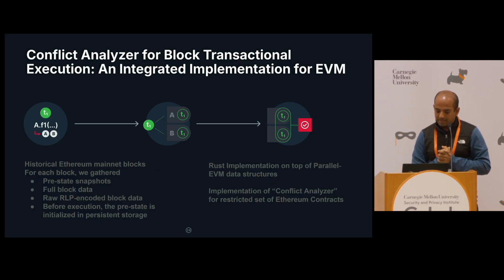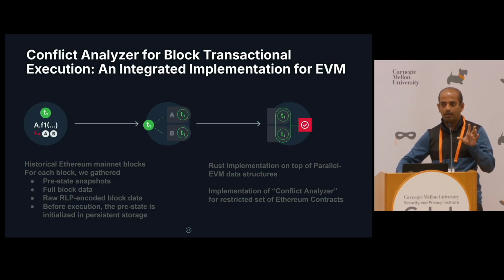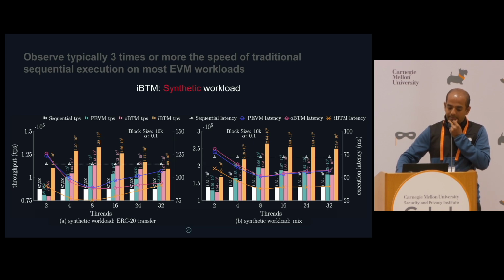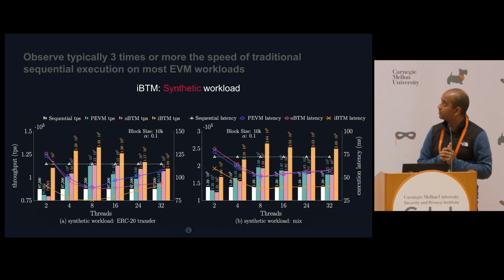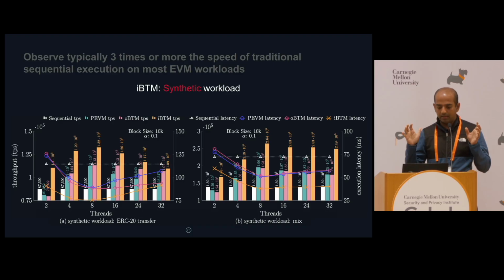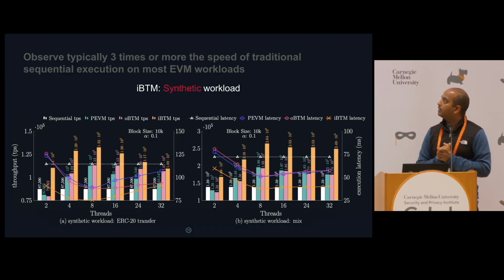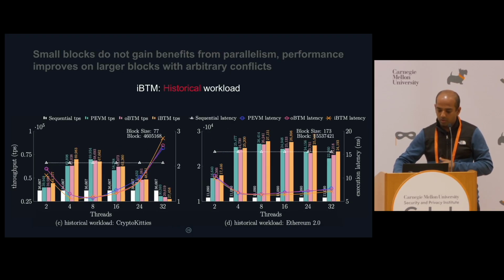I'll just give a little bit of insight into the nature of the implementation. This is primarily an implementation built for EVM, but we also have implementations of it for Move. The main takeaway is that, yes, this is feasible. You can build a provably correct, and when I say provably correct, I mean through formal method tools, safe execution. And you do see a non-trivial speed up over sequential: 3 to 7x performance improvement on most workloads. And this is a synthetic workload, but you also see significant performance even in historical workloads.